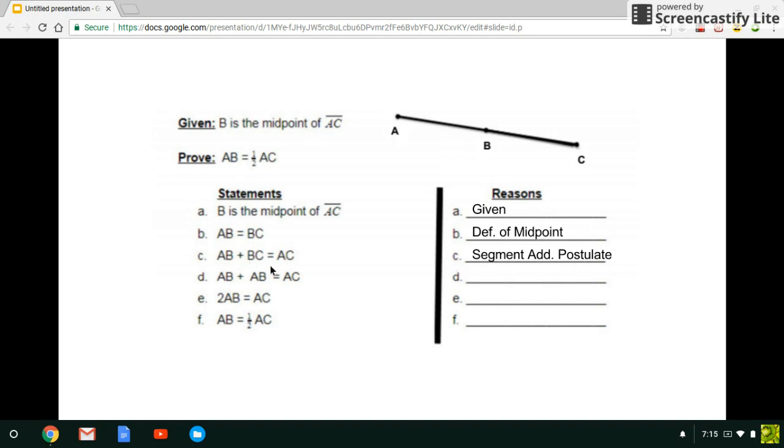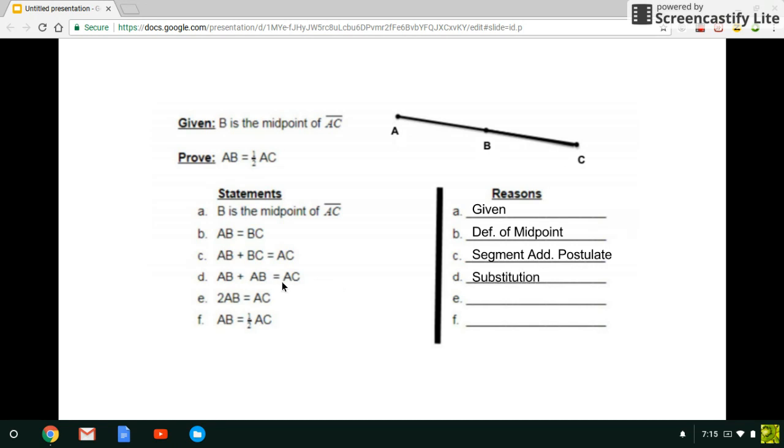Now looking at C and D, the only difference between these two steps is that BC becomes an AB. Up here we know that AB is equal to BC, so we can substitute them for each other. If we take AB and substitute it in for BC, we get this step right here, so that's the substitution property.